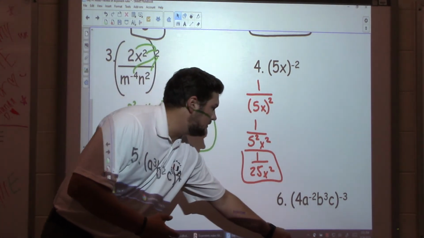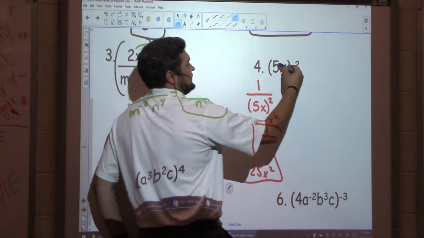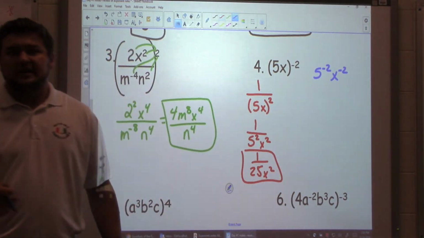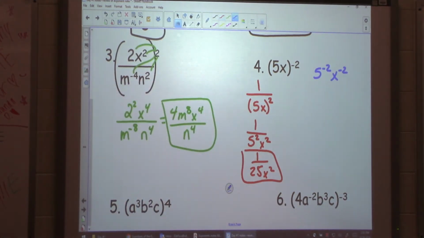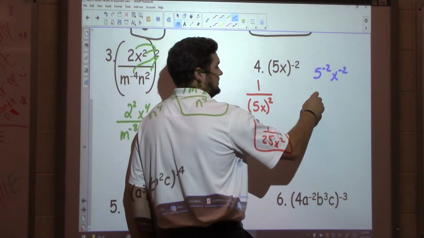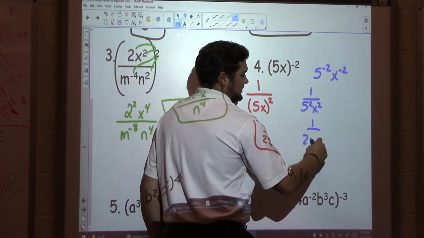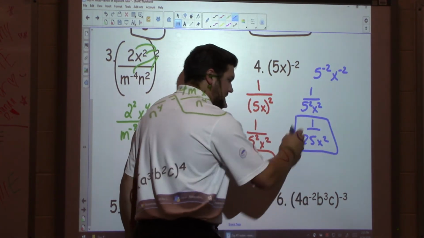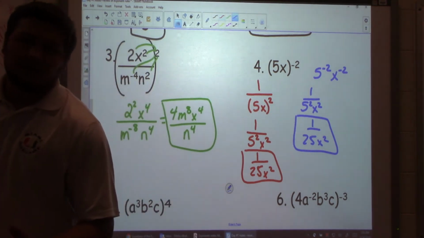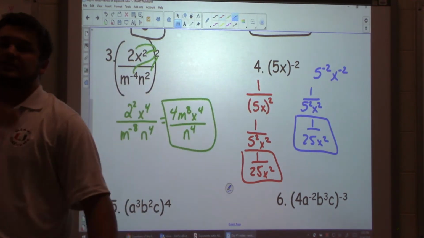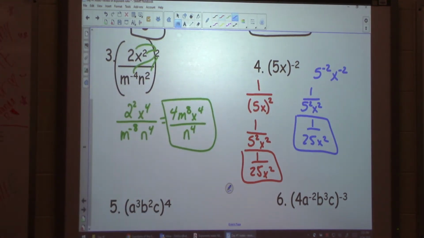Or, you can distribute the negative 2 first, becomes 5 to the negative 2, x to the negative 2, and then we know we got to flip that, make them positive. So it becomes 1 over 5 squared x squared, which becomes 1 over 25x squared. So you get the same result. If I was you though, I would just do it the first way, where we make the whole expression positive, then distribute it out, multiply our exponents. That's my personal preference. I'm not saying you have to do it that way. Both ways will work. Okay?